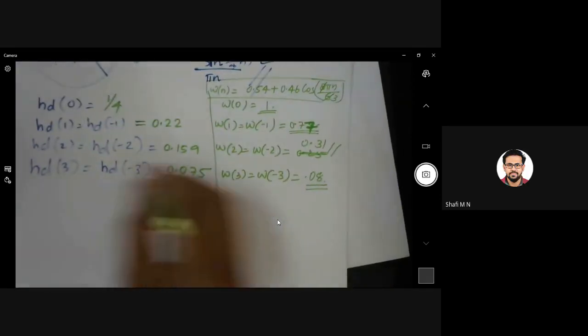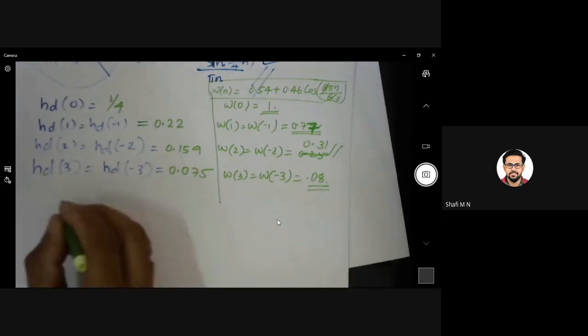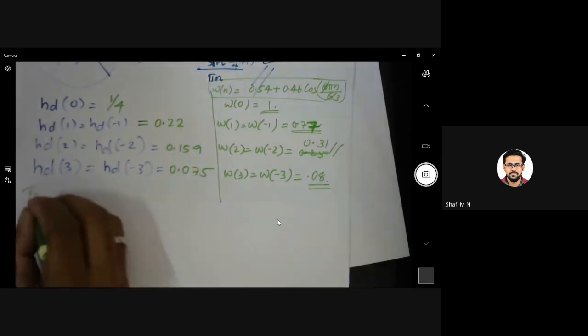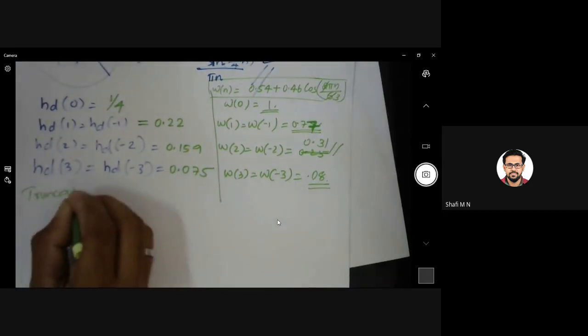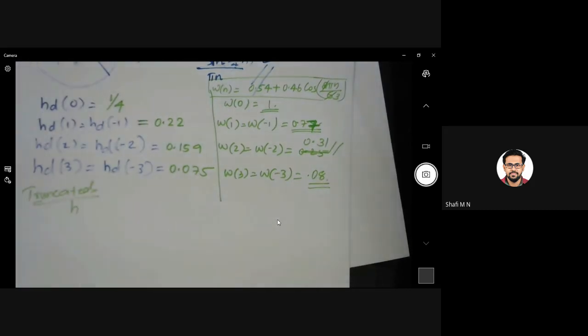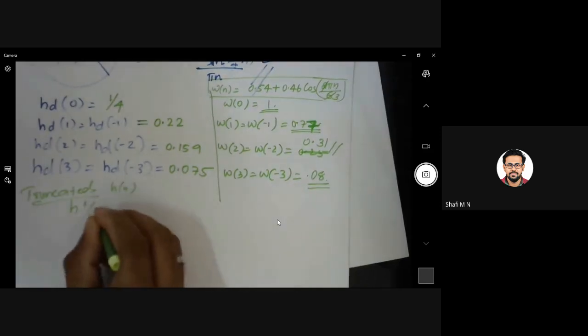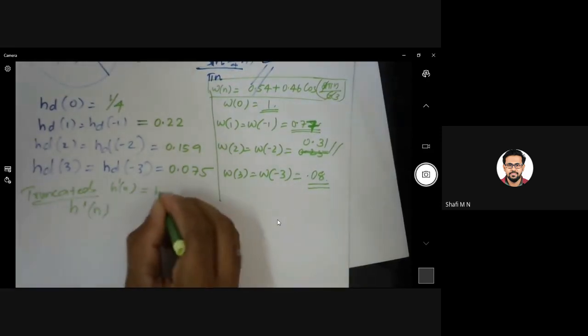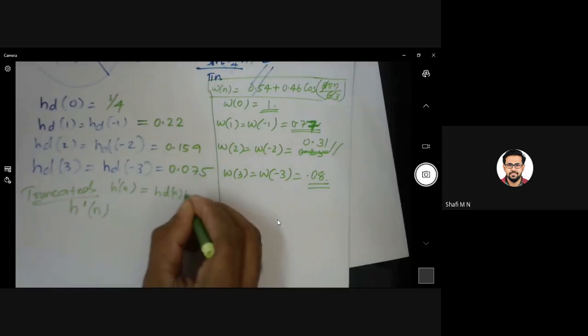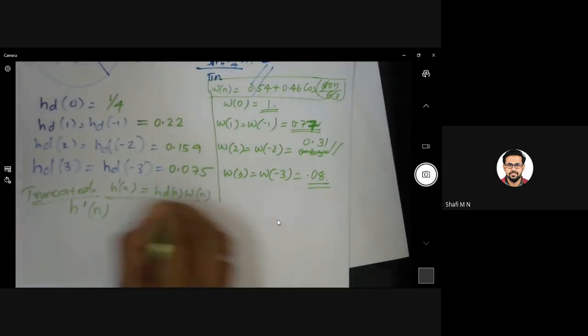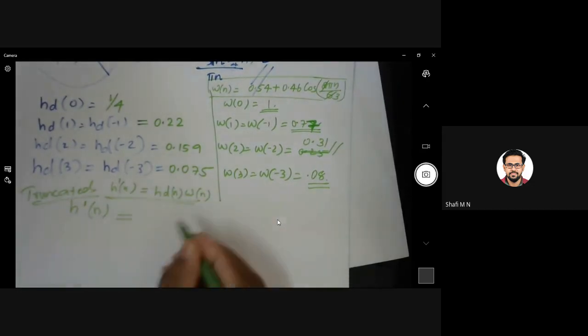Now you multiply this. That will be the truncated sequence. So truncated sequence, നിങ്ങൾ ഇതൊക്കെ ഒന്ന് എഴുതിക്കണം. Because ഇവാലുവേറ്റ് ചെയ്യുന്നതൊക്കെ നിങ്ങൾ യൂസ് ചെയ്യുന്ന നൊട്ടേഷൻ എന്താണെന്ന് അറിയില്ല, right? So truncated h of n എന്ന് പറയുന്നതിന് നമ്മൾ h dash of n എന്ന് വിളിക്കുകയാണ്. h dash of n equal to actually hd of n into w of n. You have to write this. So h dash of n is, multiply this.